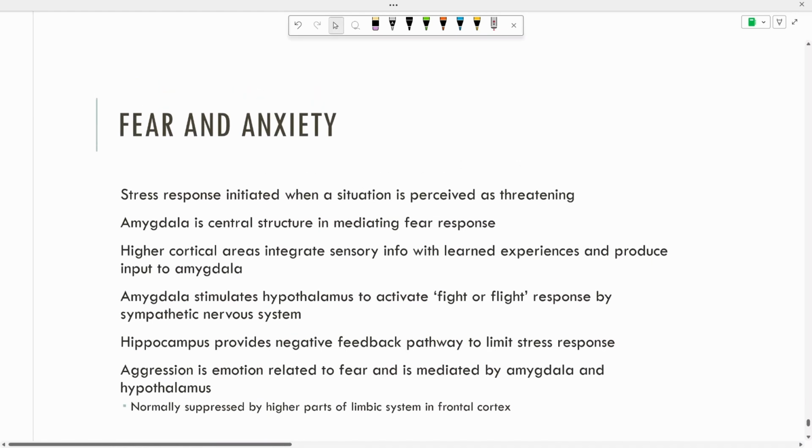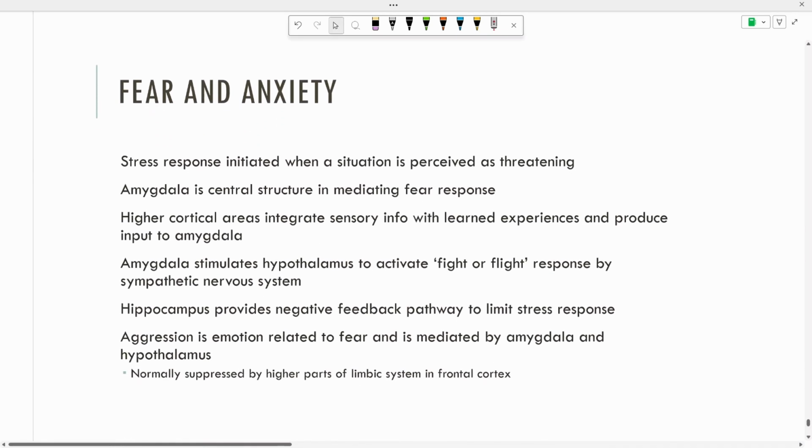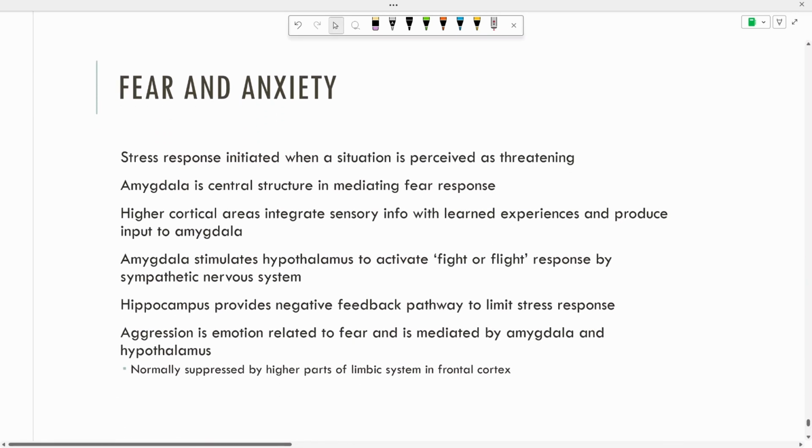Here's your fear and anxiety. So again, the stress response is when you perceive something as threatening. Your perception, okay? What I may feel threatened by, you may not feel threatened by. We will have different responses to the same stimulus. Just like the exam on Friday, you are all receiving the same exact stimulus, but people react differently to exams. So again, our amygdala mediates our fear response.